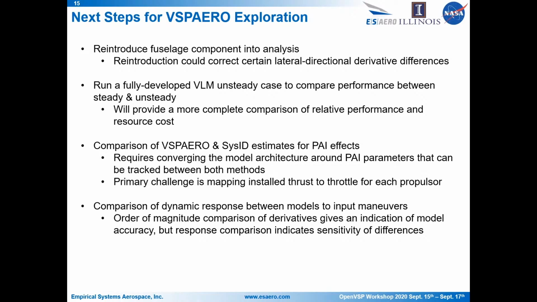And then, of course, a more traditional comparison of the dynamics models as they're all built up, subjecting them in an environment like Simulink to specific input maneuvers and assessing their response traces. The comparison that we've done so far has been great for giving an indication of what specific derivatives are comparable versus not, but it doesn't give a great idea of how different parameters, I guess, how sensitive they are to those differences, how much of a difference matters for a vehicle like this.